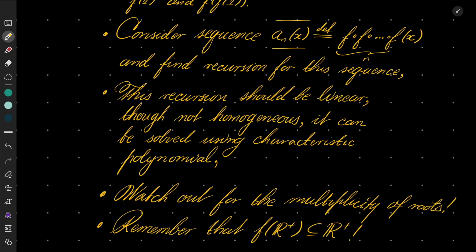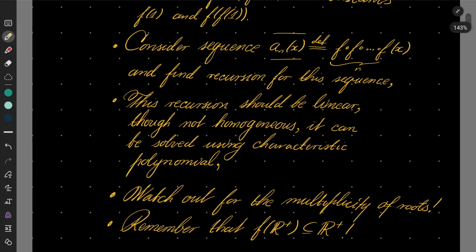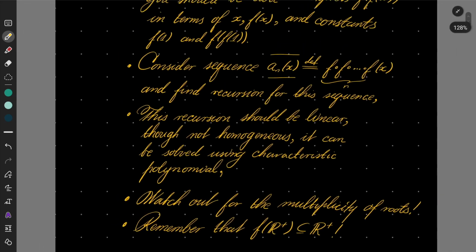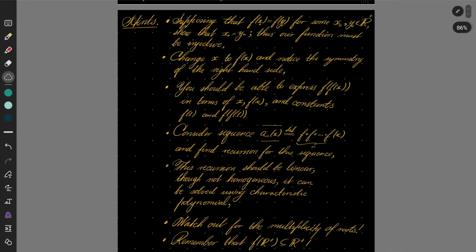And then watch out for the multiplicity of roots of this characteristic polynomial. And then, the funny part, remember that we are only dealing with positive numbers, which should be able to tell us something about the coefficients of our solutions. I know it's rather vague, but you will see in a moment. This problem is really beautiful. So give this problem a try if you want, and I will see you in a minute.